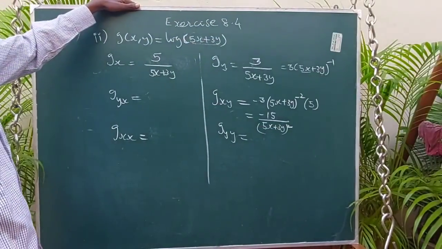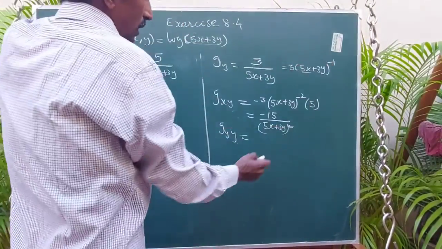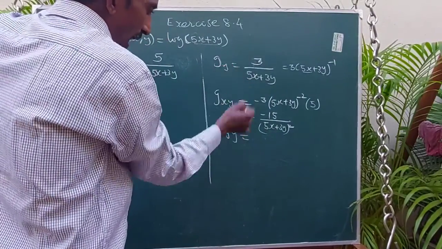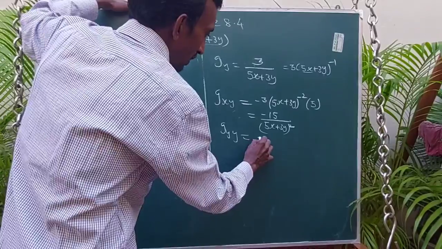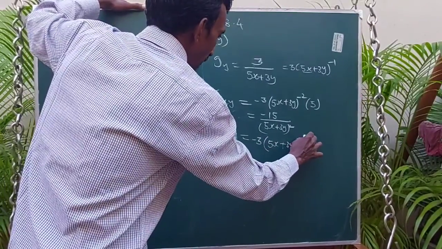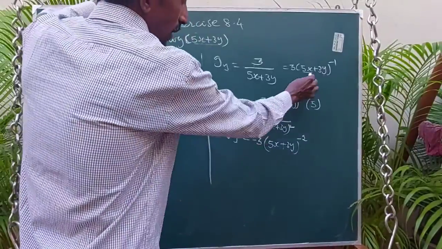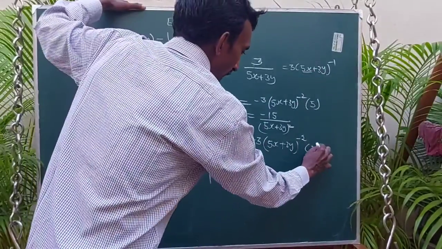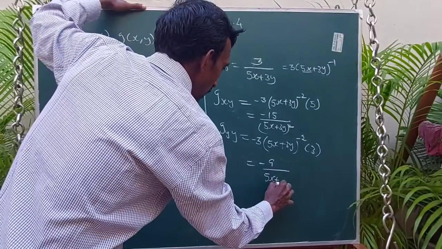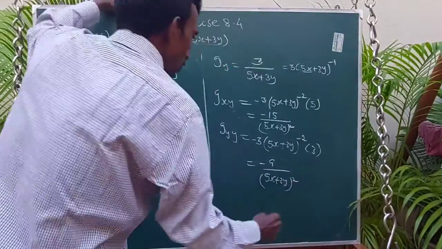Again with respect to y, the same thing we are getting. g of yy means first y, again y. So minus 3 into 5x plus 3y whole power minus 2 with respect to y, imagine x as constant, so we are getting 3. So minus 9 by 5x plus 3y the whole square.